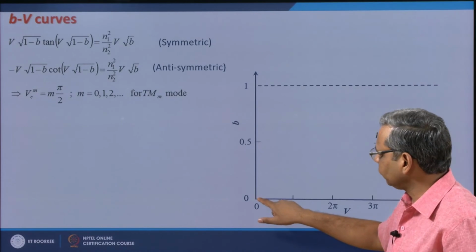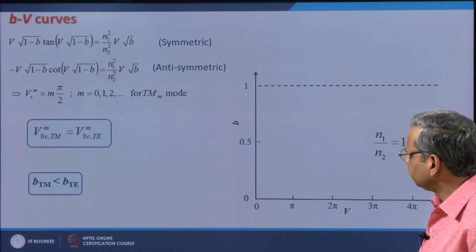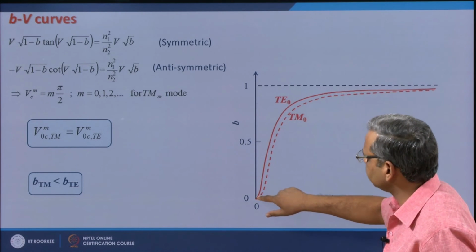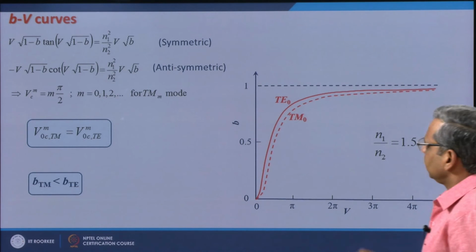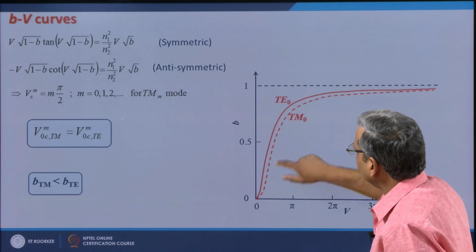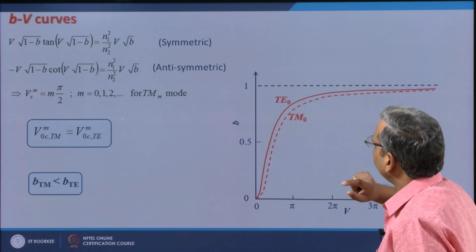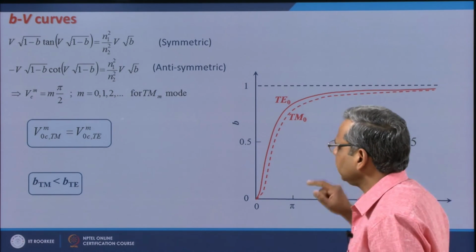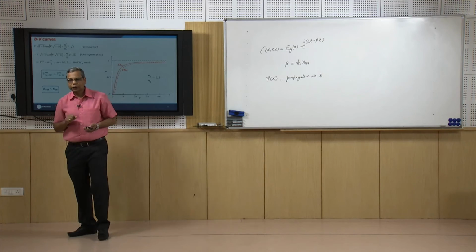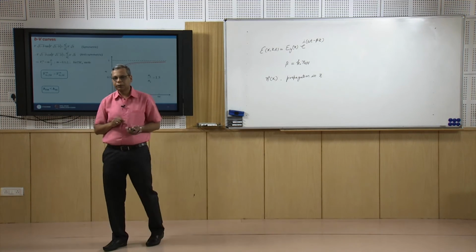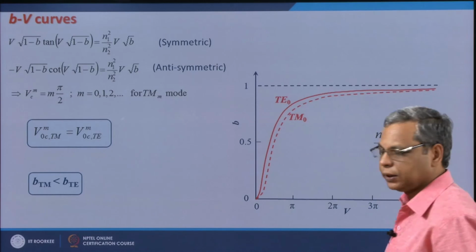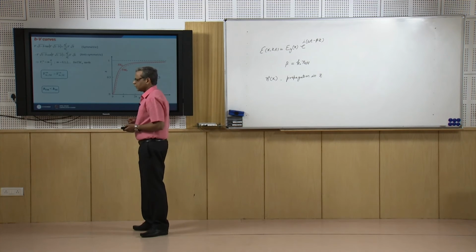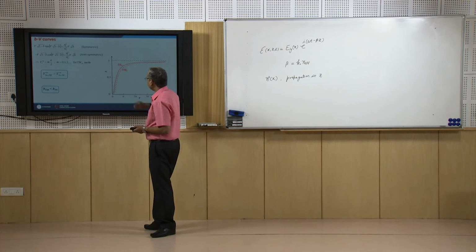If I plot it for TE0 mode, then for TE0 mode both will start from 0 because they have the same cutoff. So TE0 mode goes like this and TM0 will also start from here, but whether this curve would be below this or above this, I see that since the propagation constants of TM modes are smaller than the propagation constants of TE modes, the curve corresponding to TM mode would lie below the curve corresponding to TE mode. So, it will go like this.